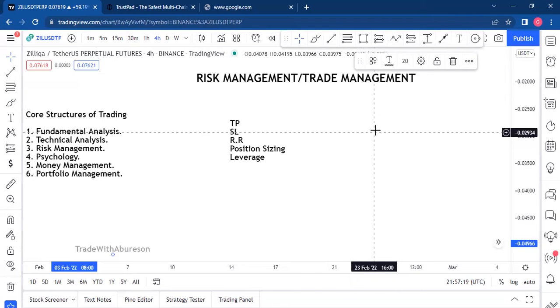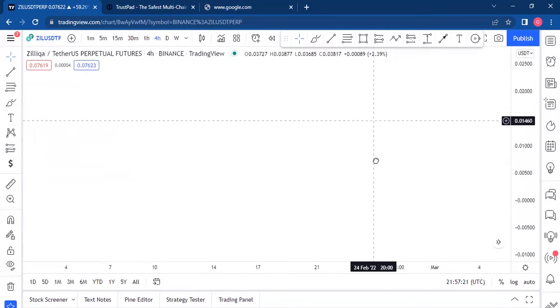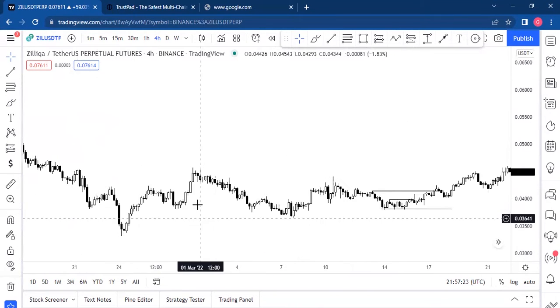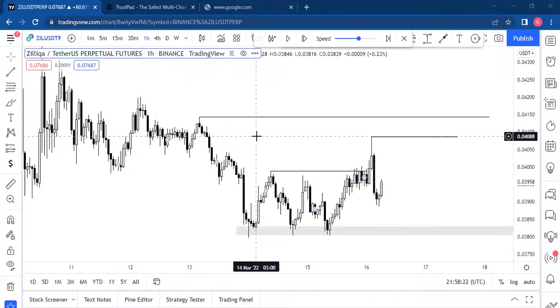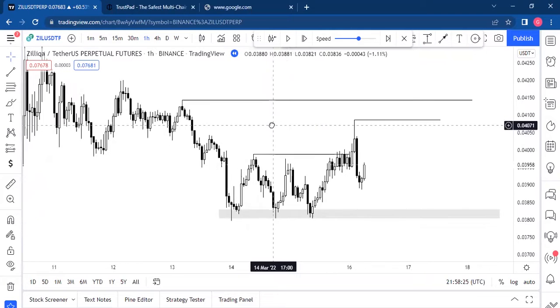All right, so let's hop into our charts. This is our chart. Let's go to the 4-hour time frame. All right, 1 hour. Let's go to the 1 hour time frame. So these are our charts.